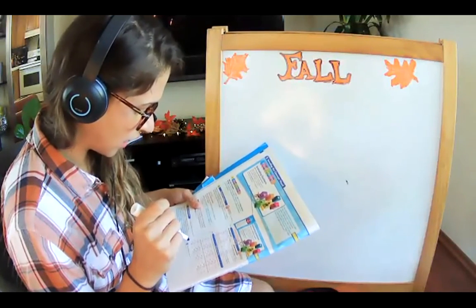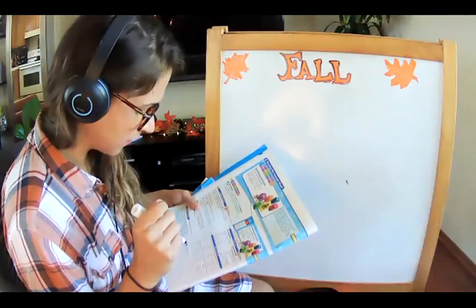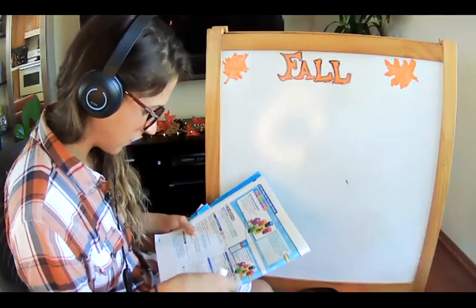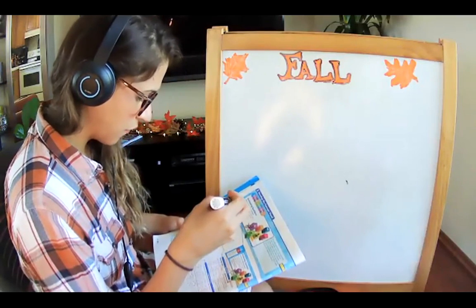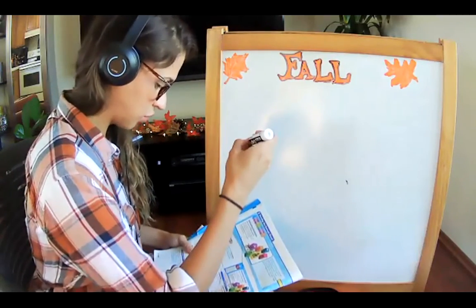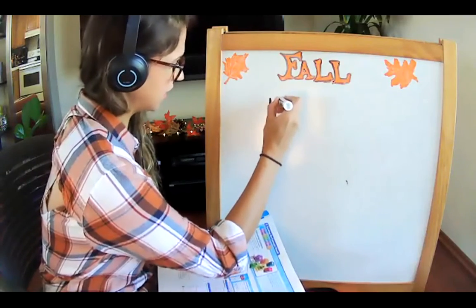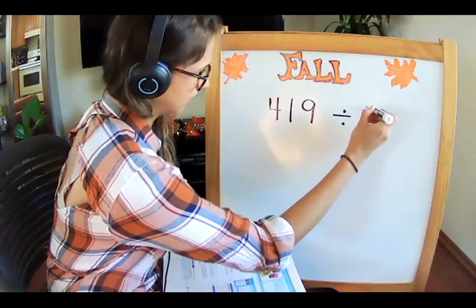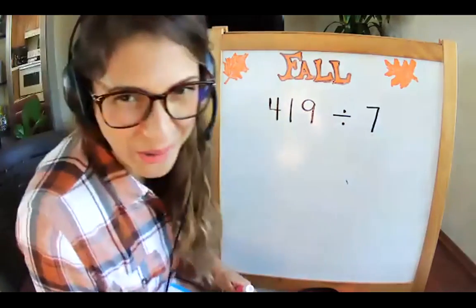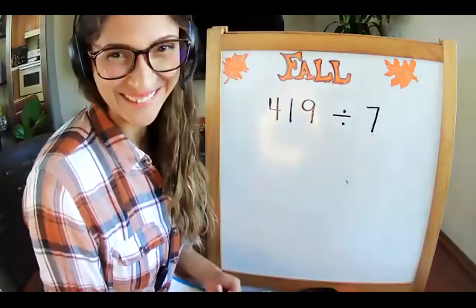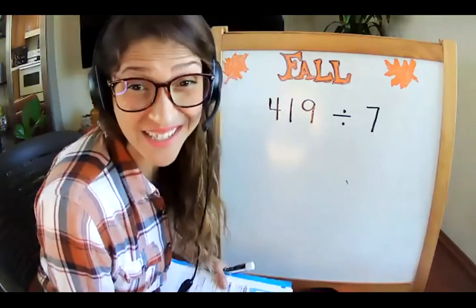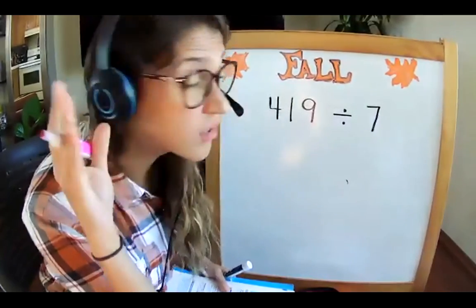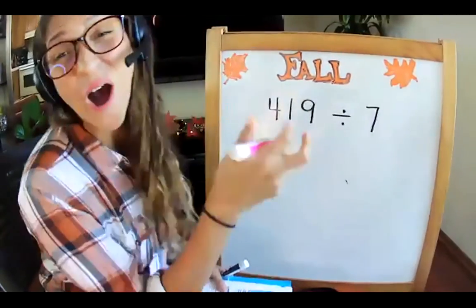We're going to try, ponder, number 16. 419 divided by 7. What number do we look at first? Divisor. I only heard one person. I'm going to keep going till I hear everybody. What number do we look at first? Divisor.